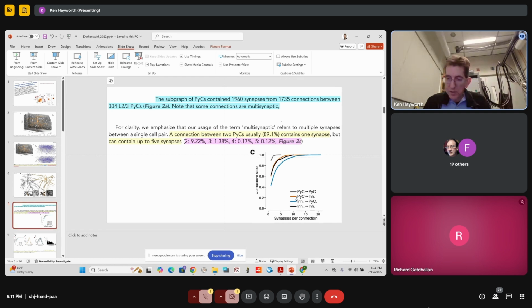They give this plot here, which has the gray curve showing the cumulative number of synapses between 2 cells. And for pyramidal cells, it basically goes up to at most 5 in their data set. But if they look at pyramidal cells to inhibitory cells, or inhibitory cells to pyramidal cells, or inhibitory cells between each other, there's actually a larger number of multiple synapses that they see. But again, they don't really analyze that.